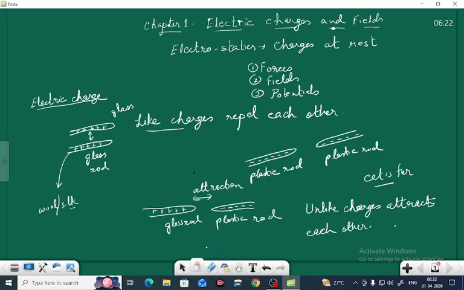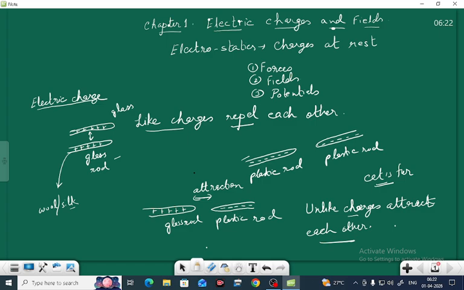So this is the fact. If we rub a glass rod with wool or silk, it becomes positive, and if we rub a plastic rod with cat's fur, it becomes negative. When both are positive, they repel each other. The plastic rods also repel each other. But if we take this glass rod and this plastic rod and bring them closer, there is a force of attraction. So from this experiment, we can say that like charges repel each other and unlike charges attract each other.